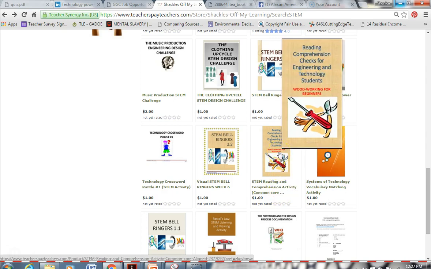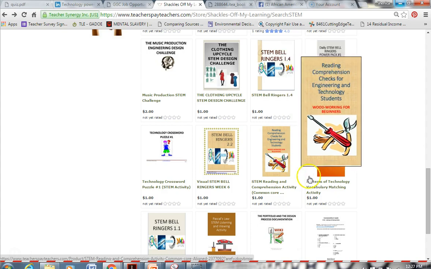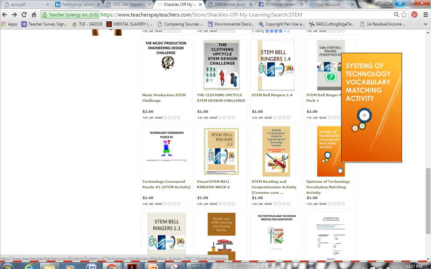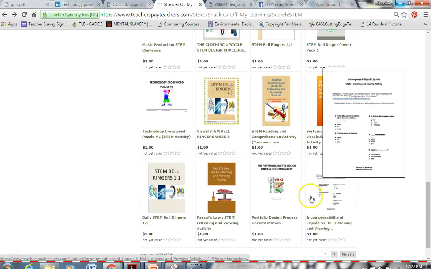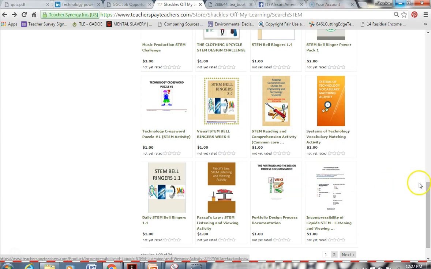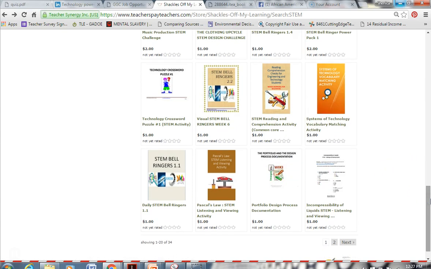So if you look, there are reading comprehension checks for engineering technology students, vocabulary matching activities. I love doing listening and viewing skills. I used to teach English as a second language, and I also taught special ed. And I noticed that even general ed students don't have good listening skills, and that's pretty much 70% of communication. So to make sure they understood, I give them one thing to listen to or watch, a listening and viewing activity.